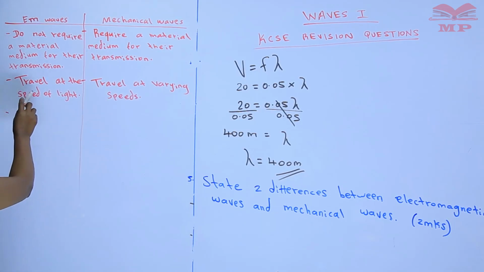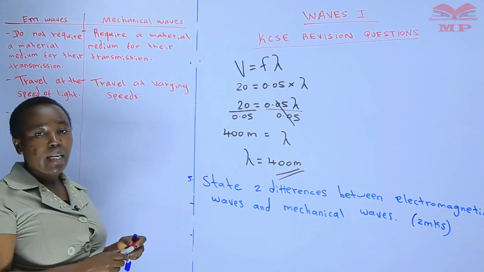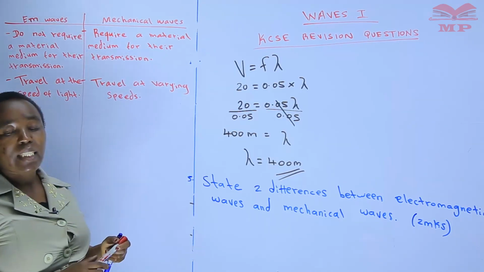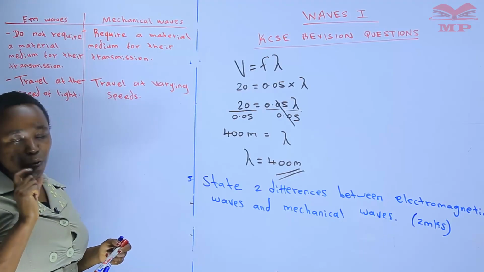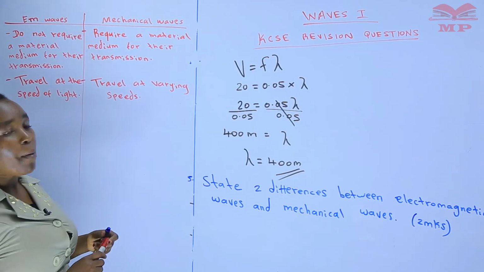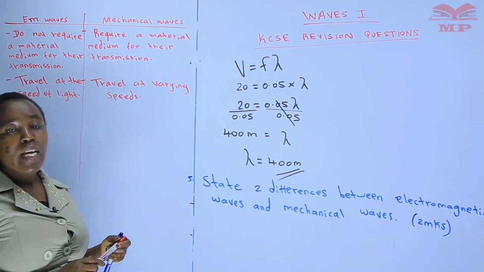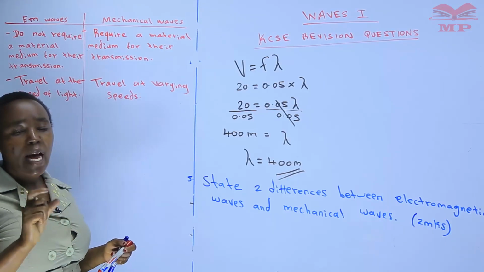And therefore, from this, we can say that for the electromagnetic waves, they travel at a higher speed, a very high speed of 3 times 10 power 8 meters per second, whereas for the mechanical waves, they travel at a lower speed.